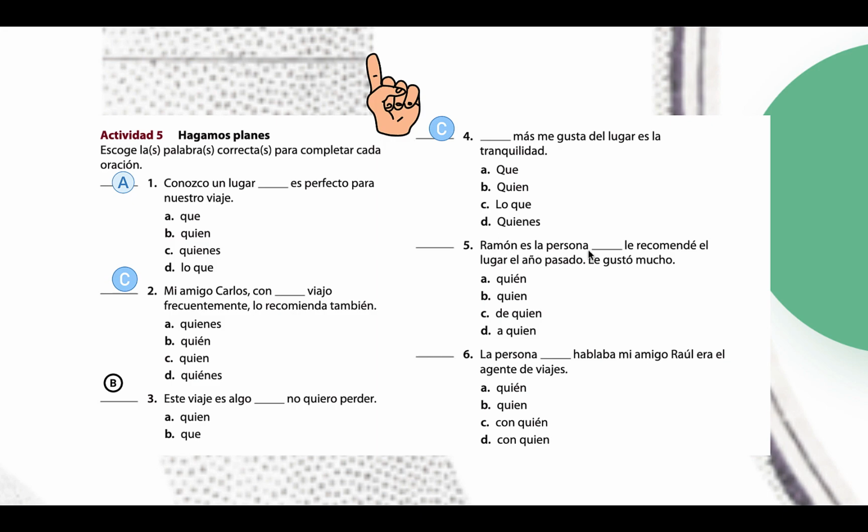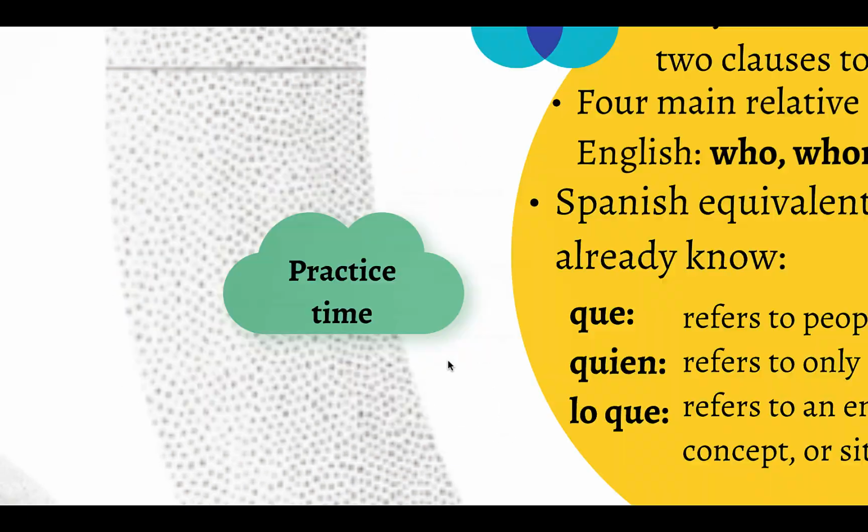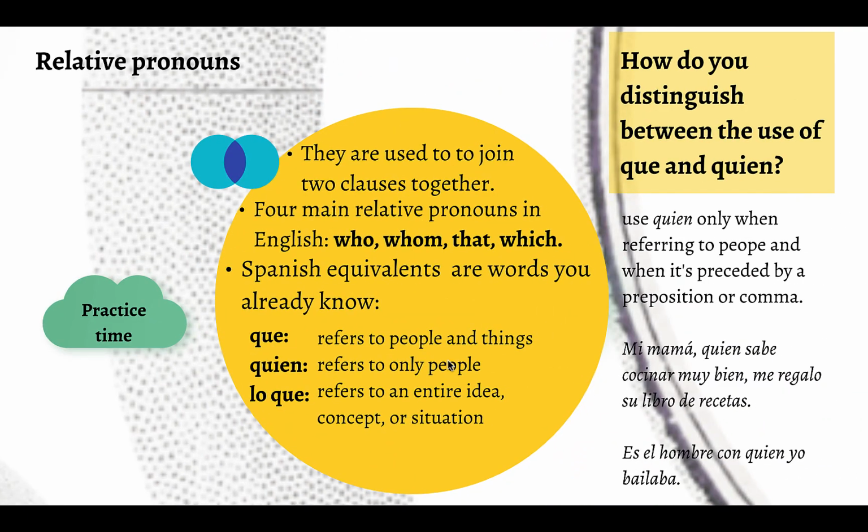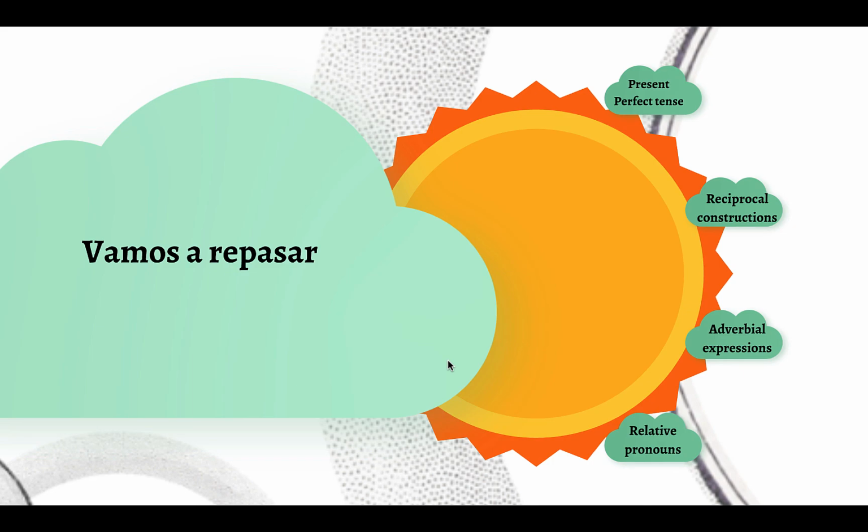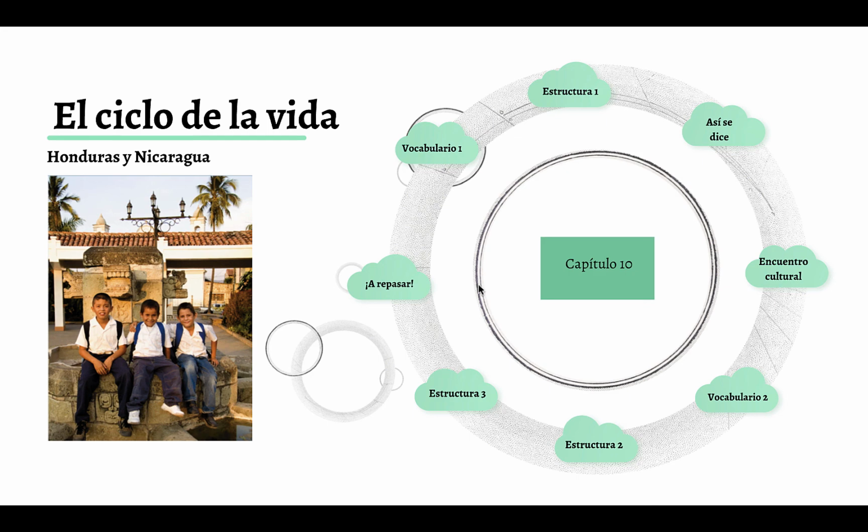Ramón es la persona, Ramón is the person, a quien le recomendé el lugar el año pasado. Le gustó mucho. 6. La persona, the person, con quien hablaba mi amigo Raúl. Eso es todo para relative pronouns. Remember, if you feel like you need to go back and review more of these, you can always go back and listen to these lessons.